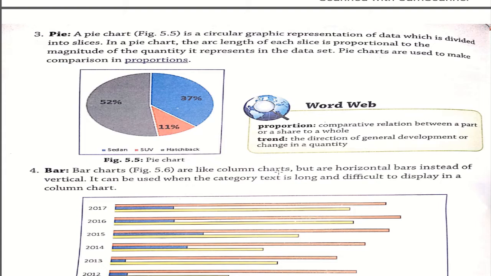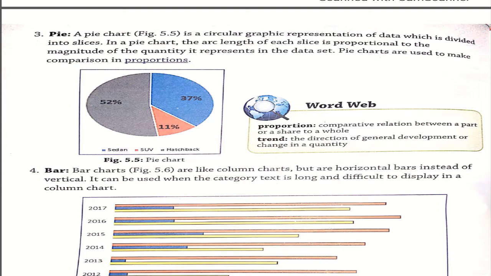Next is a bar chart. Bar charts are like column charts but with horizontal bars. In a column chart, what happens? Bars are represented as vertical bars, but in a bar chart, they are horizontal bars instead of vertical. It can be used when a category text is long and difficult to display in a column chart.